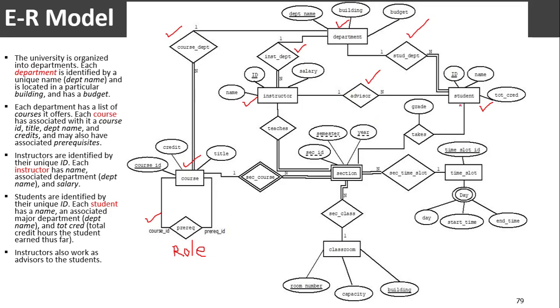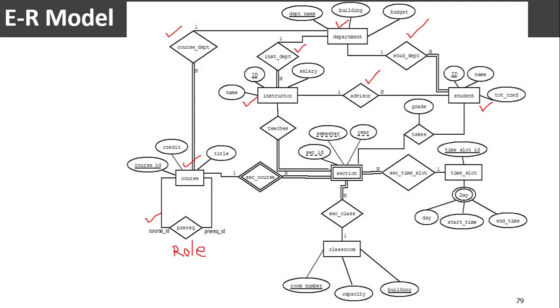Okay, now let us proceed with the next. The next statement provided is: the university maintains a list of classrooms specifying the name of the building, room number and room capacity. So we have already identified that classroom should be one of the entity sets. Here we have depicted classroom as the entity set with 3 attributes: room number, capacity and building.